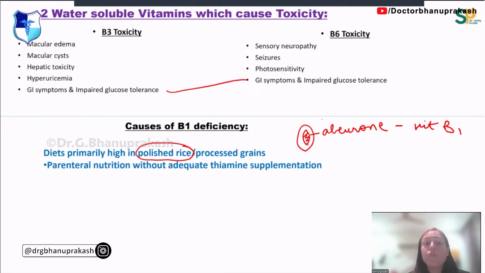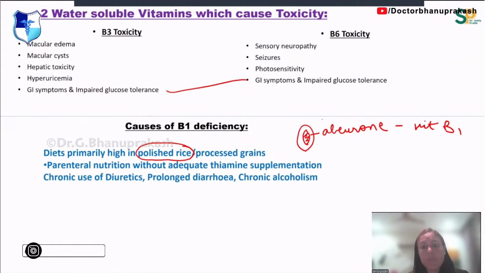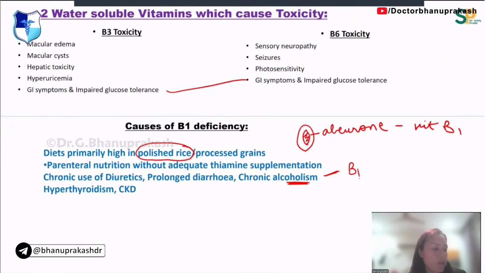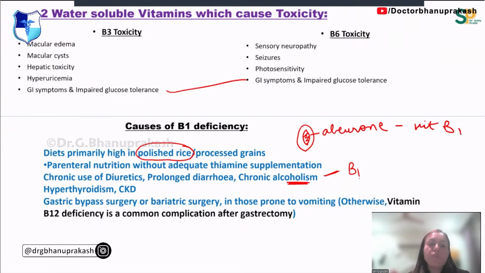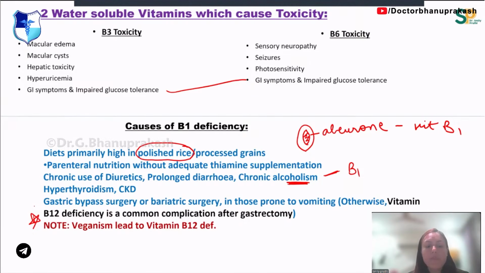So next is chronic use of diuretics, because with diuretics, vitamin B1 is lost in urine. Then prolonged diarrhea, vitamin B1 will be lost. Chronic alcoholism, alcohol is anti-B1. Okay, whenever chronic alcoholism or an alcoholic patient is given, mostly the question is on B1 deficiency, right? Then hyperthyroidism, chronic kidney disease. So be careful, B12 deficiency is a common complication after gastrectomy, right? And veganism will lead to B12 deficiency.